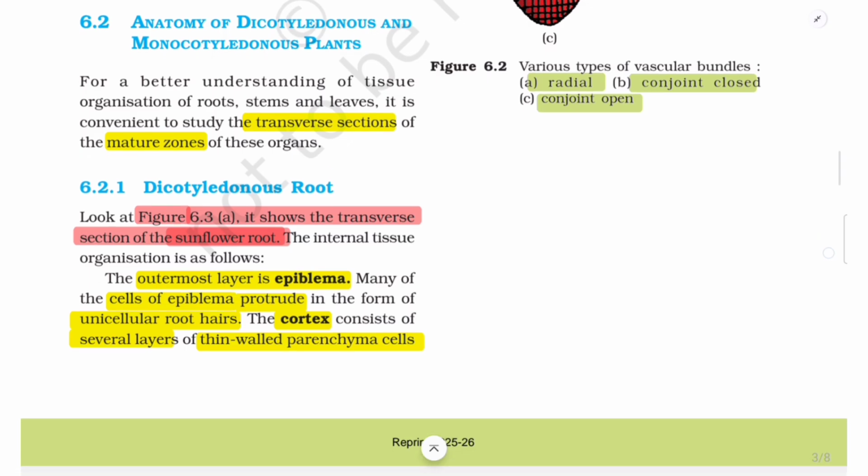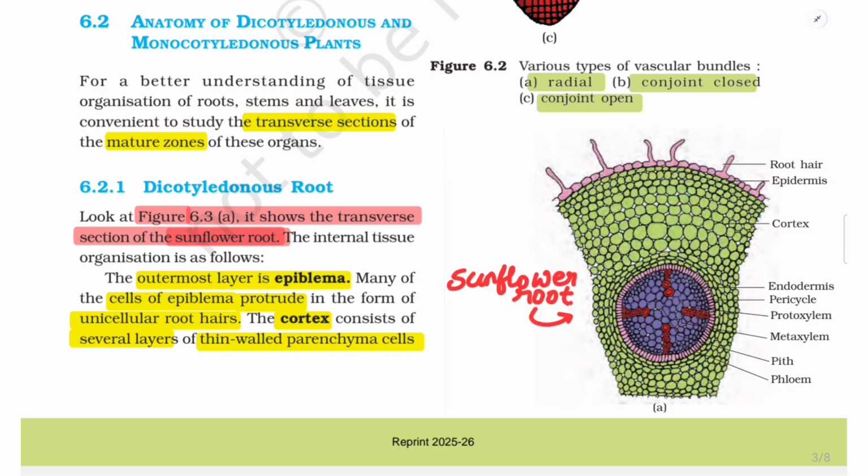6.2 Anatomy of dicotyledonous and monocotyledonous plants. For a better understanding of tissues, organization of roots, stems, and leaves, it is convenient to study the transverse sections of the mature zones of these organs. 6.2.1 Dicotyledonous root. Look at figure 6.3a. It shows the transverse section of the sunflower root.